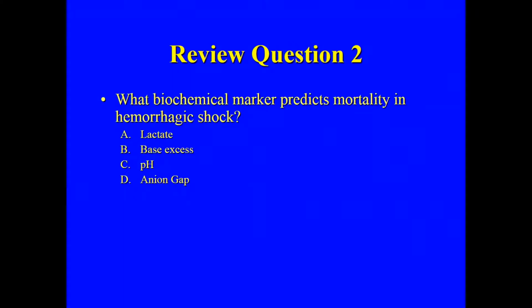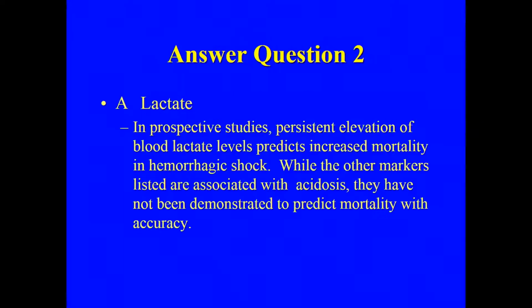Question 2. Which biochemical marker predicts mortality from hemorrhagic shock? A, lactate, B, base excess, C, pH, or D, anion gap? The answer is A, lactate.